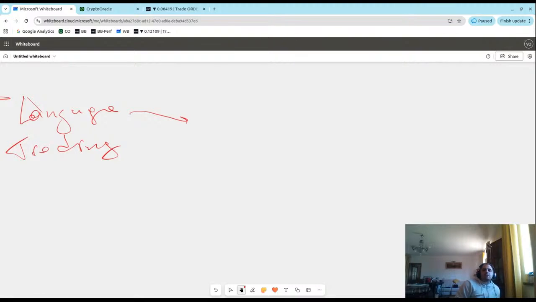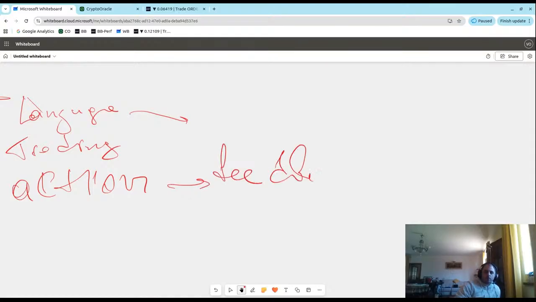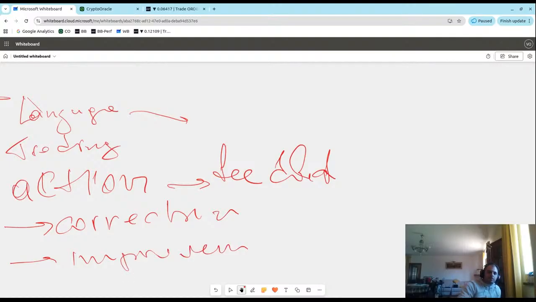And this is creating a really tight loop. I'll write it down. So you've got your action, you've got your feedback, right? Then you've got your correction, and you've got your improvement. So once again, you've got your action, you've got your feedback, you've got your correction, and you've got your action again. And this loop will repeat over and over and over again.